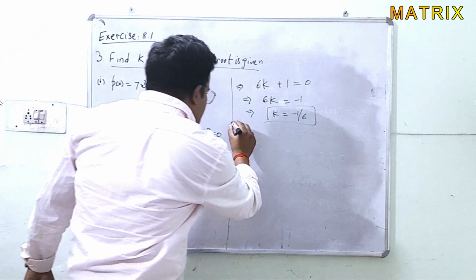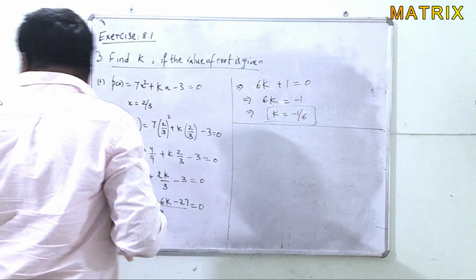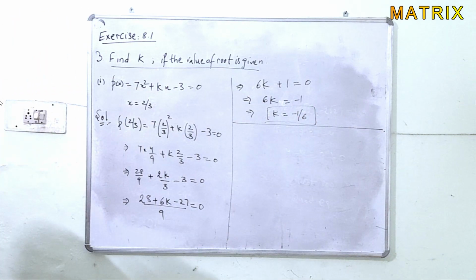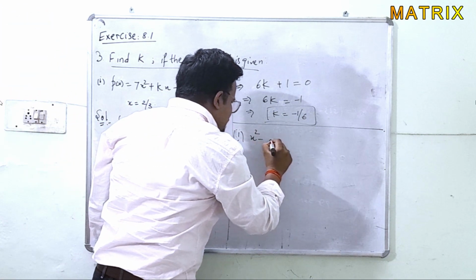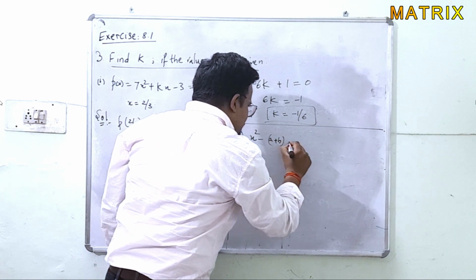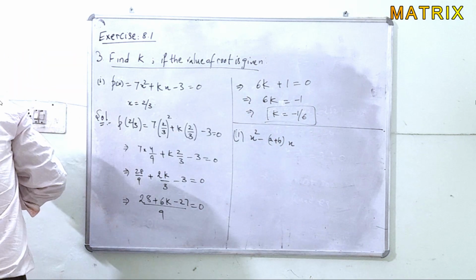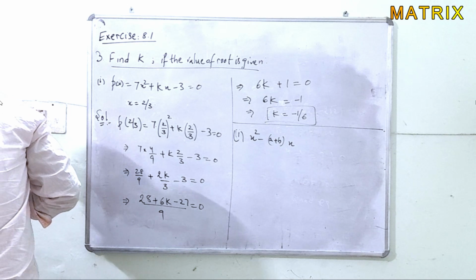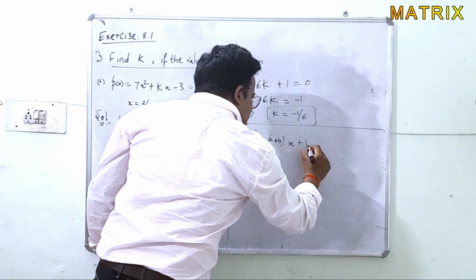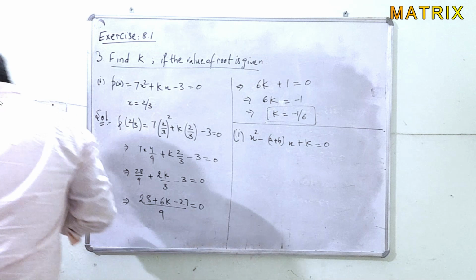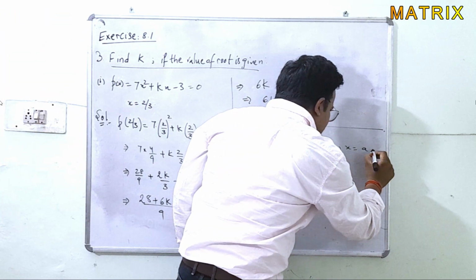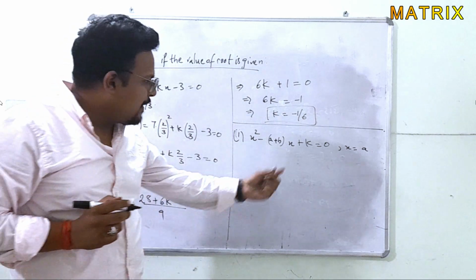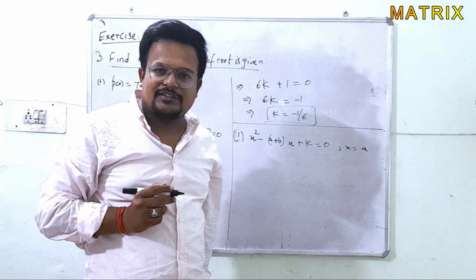Alright, so let's solve one more example. So the second question is typical. Write down x square minus (a plus b) multiplied by x plus k equal to 0. And I want to check for x is equal to a. Clear? Now we want to find out this k if x is given. X is equal to a.